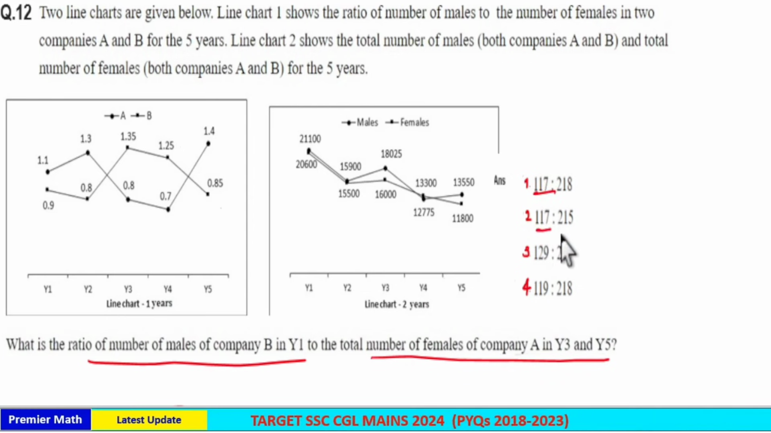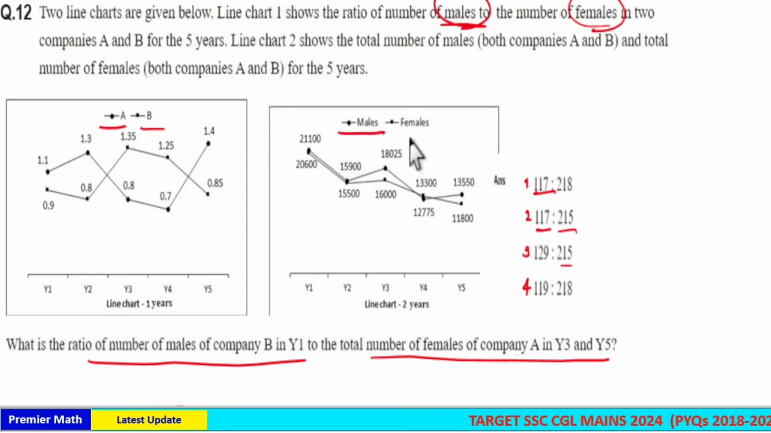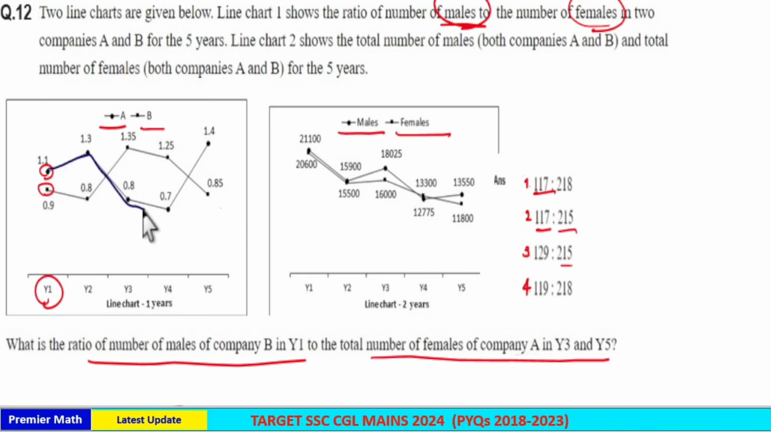Here, graph 1 shows the ratio of males to females in companies A and B. And graph 2 shows the total number of males and the total number of females. Here for the year 1, you have 2 points. And this first point represents company A. That is, this top line represents company A and this bottom line represents company B.